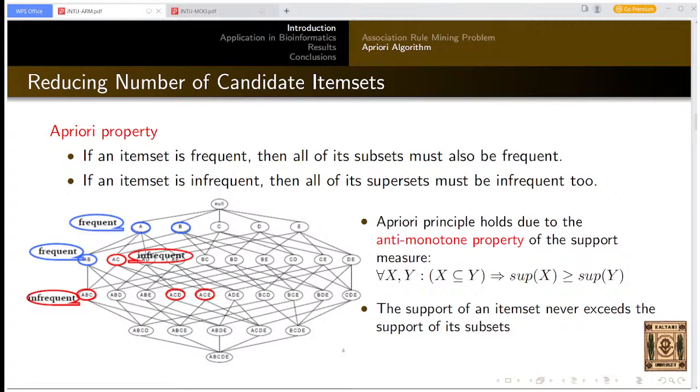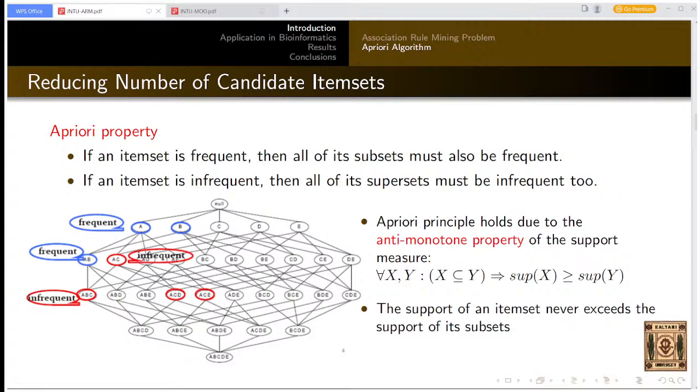You start forming the lattice. As soon as you find something infrequent, there is no need to generate any item sets which are supersets of this infrequent item set. So you see that if you find AC as infrequent, the complete part of the lattice which is headed by this AC will be discarded. So a lot of item sets will be discarded without computing their support at all. So this is the basic idea of the a priori algorithm.